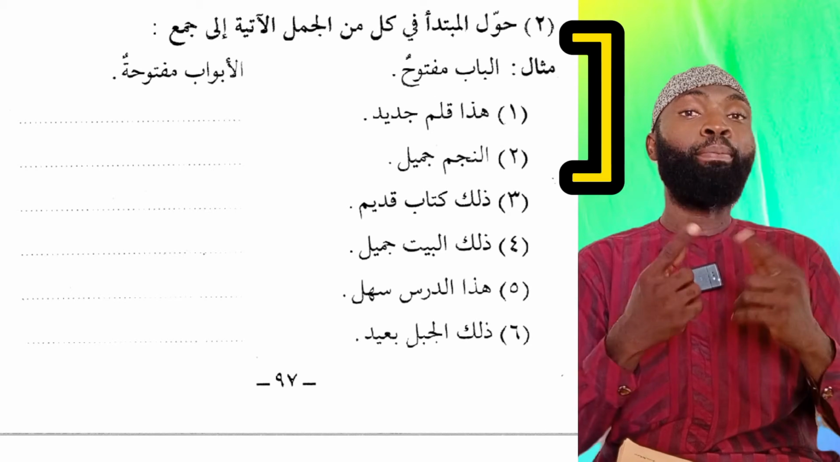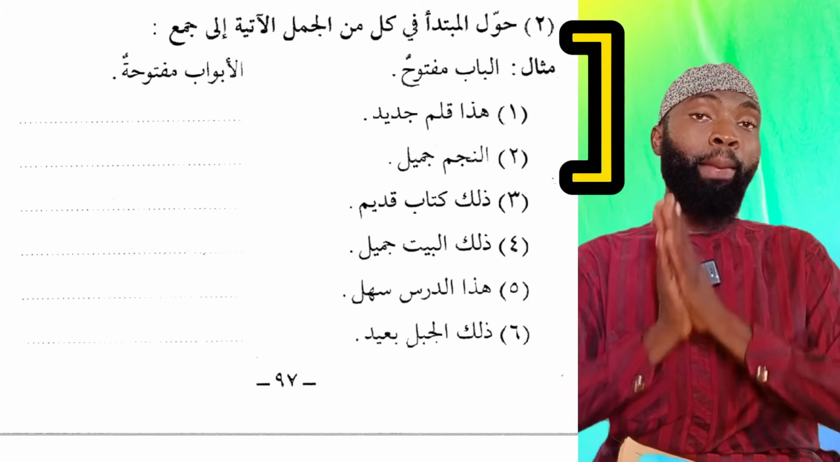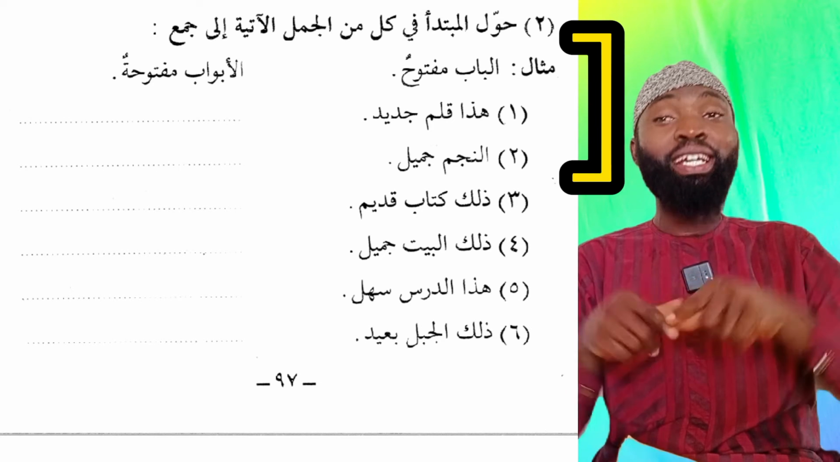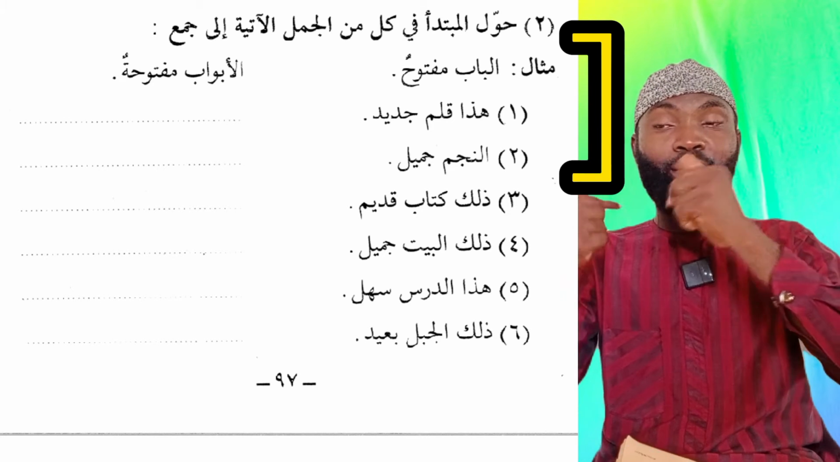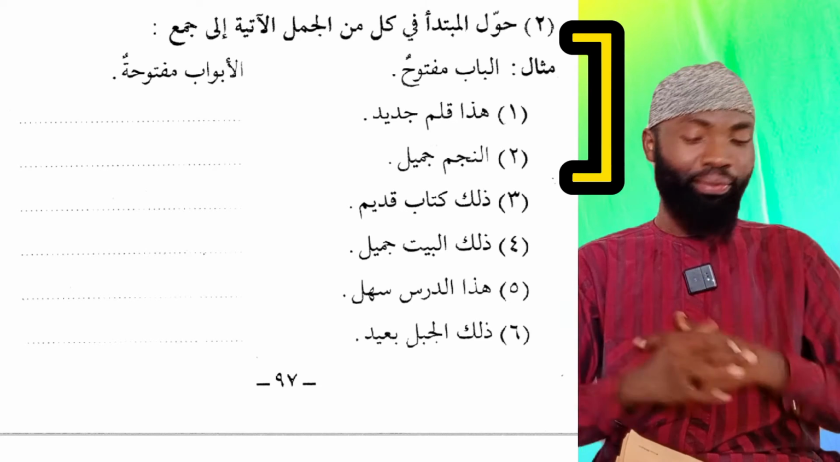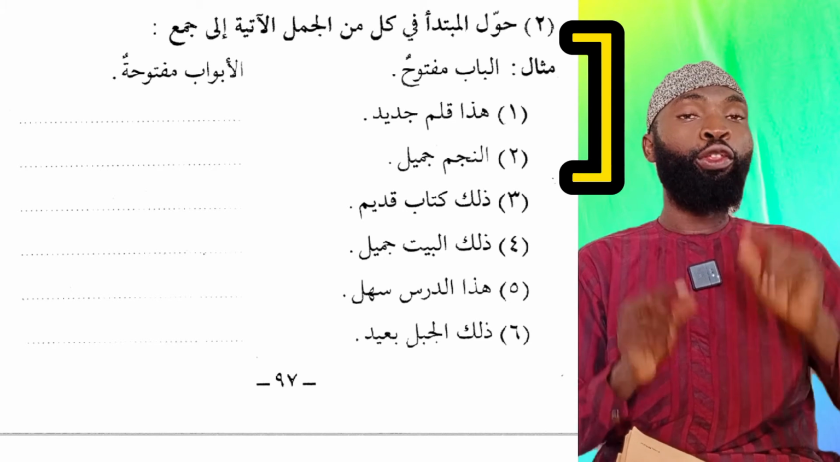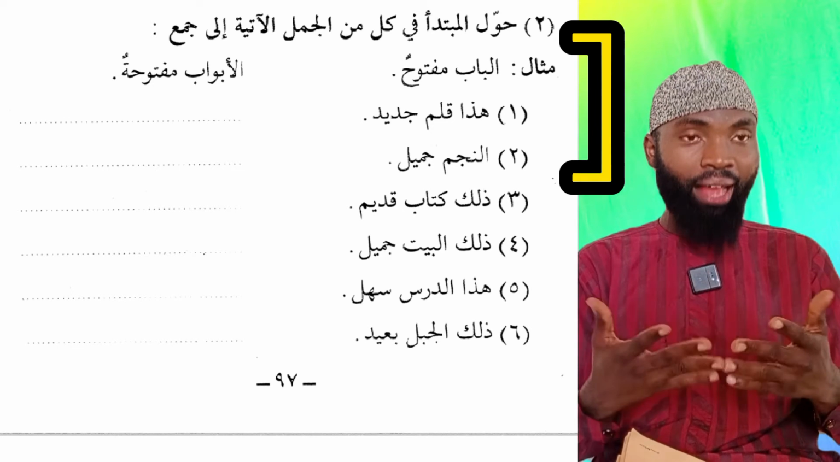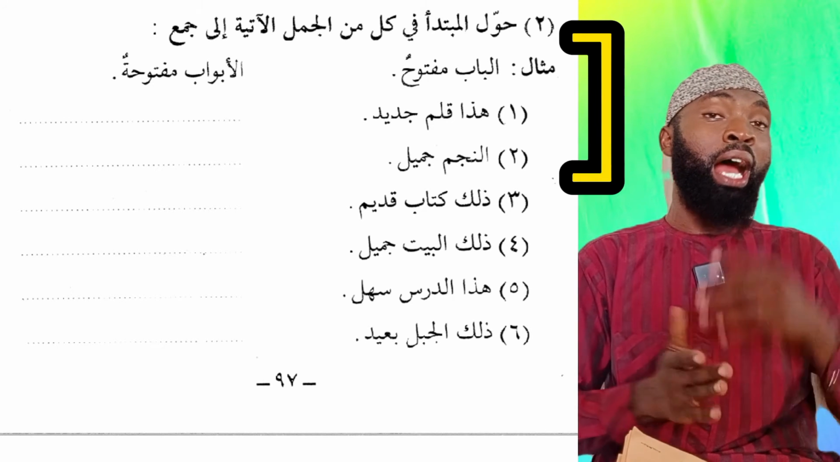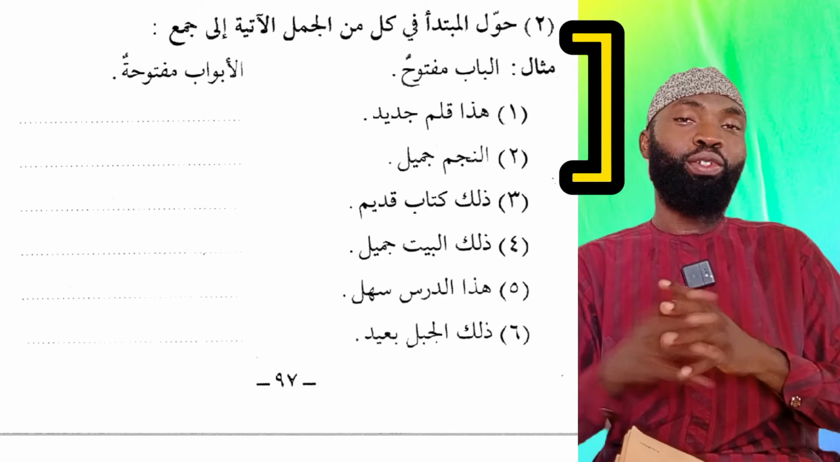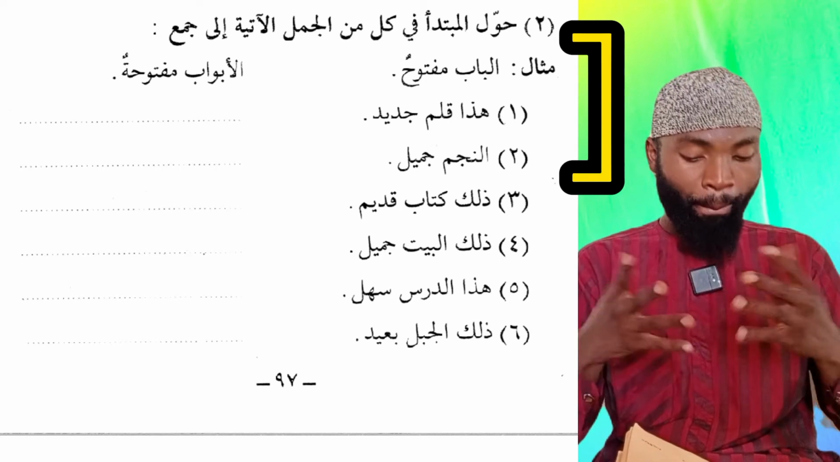The subject noun here is al-babu. And to change it to the plural form, we have al-abwabu maftuhatun. The doors are opened. Look at the maftuhatun. Number 1, we have hadha qalamun jadidun. This is a new pen. Now hadha is the subject noun. How do we change? We say haulai aqlamun jadidatun. Correct. These are new pens.